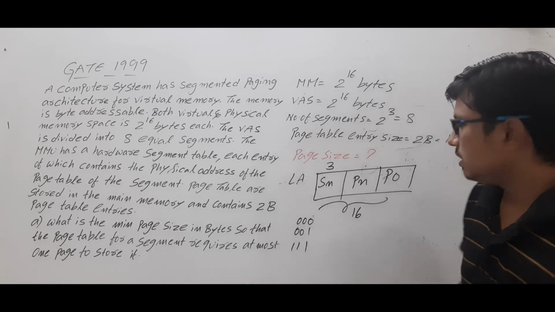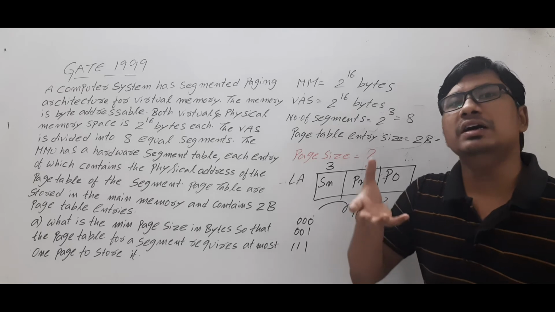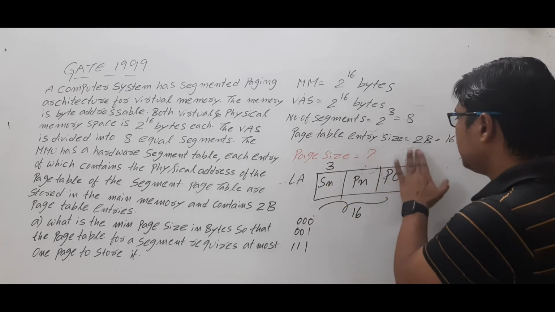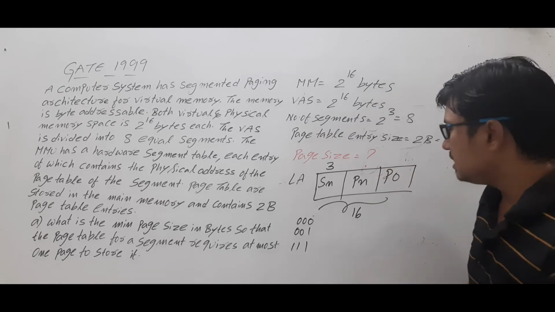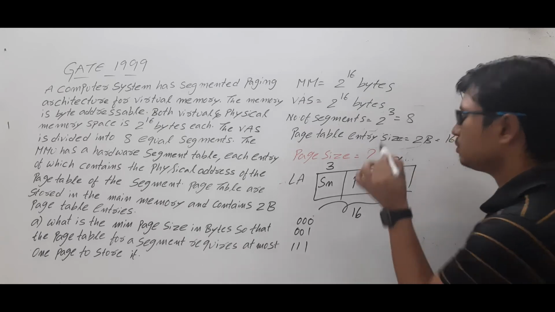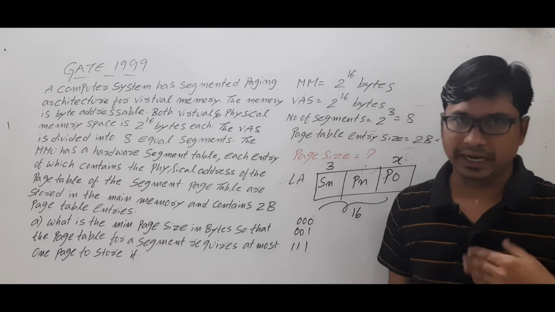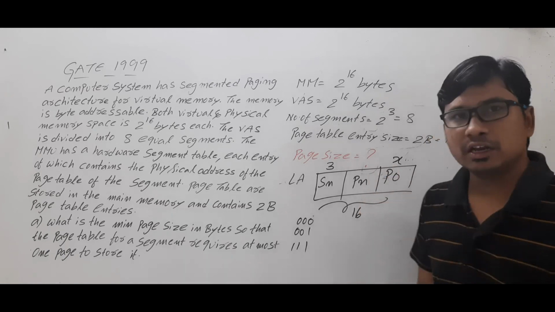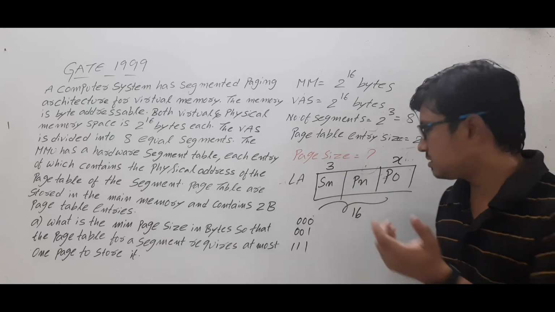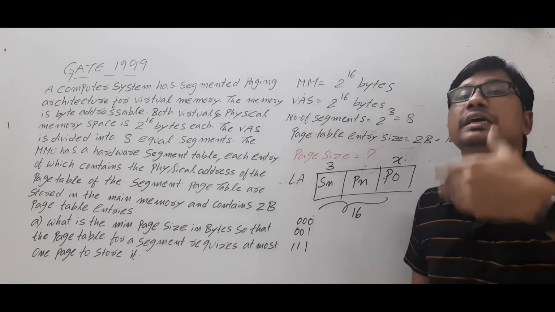And we don't know the page number and page offset. Remember one thing: the page offset depends on the size of the page. Is it clear? So we don't know the size of the page. Let me represent the size of the page as 2 power x. Then we need x bits to represent the page offset. If the page size is 2 power x bytes, then x bits are required to represent the page offset. And we don't know the page number bits. Why? Because we don't know the number of pages in each segment.